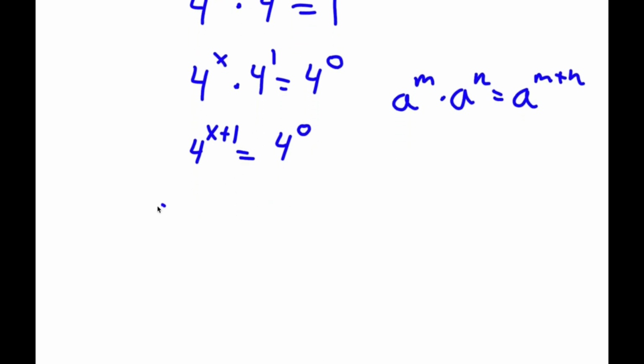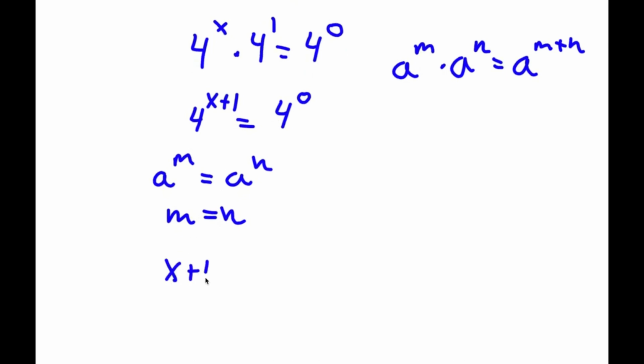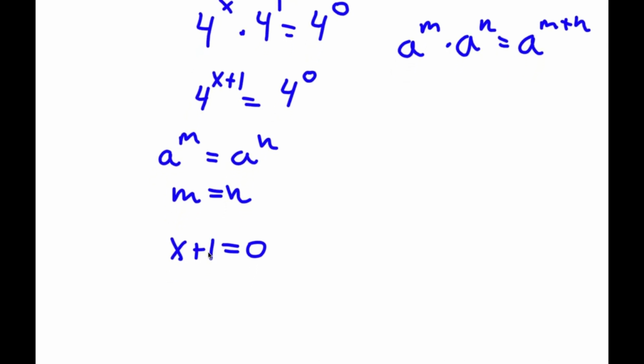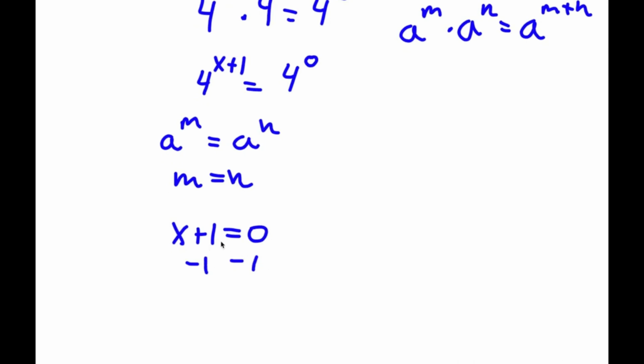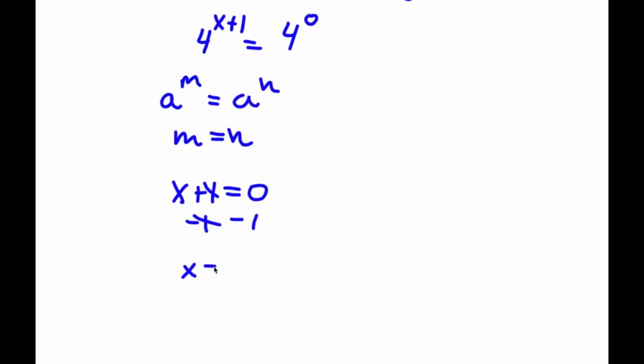Now if I have something in the form a to the power of m is equal to a to the power of n, this means that m is equal to n. So this means that x plus 1 is equal to 0. So now to solve this, simply subtract 1 on both sides, and now I have x is equal to negative 1. So this is my answer.